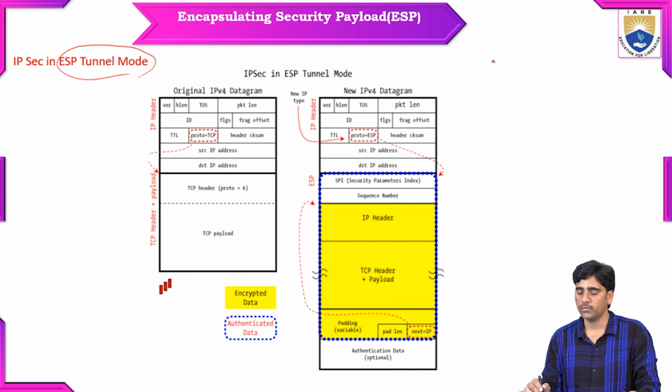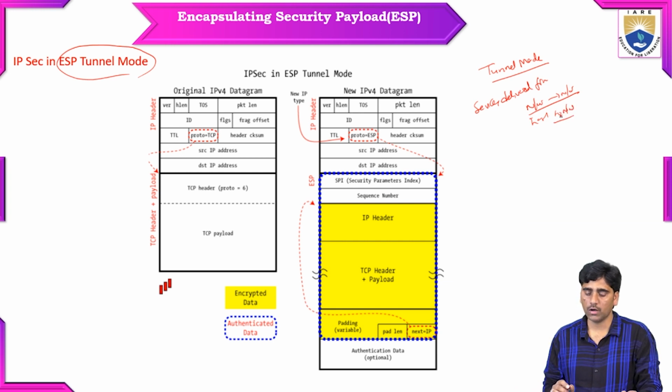Generally, we said that tunnel mode is nothing but the services delivered either from network to network or host to network. So now, how does it operate in the tunnel mode? Here is the original IPv4, which is without the tunnel mode of ESP, and this is with the tunnel mode of ESP. So what does it actually contain?